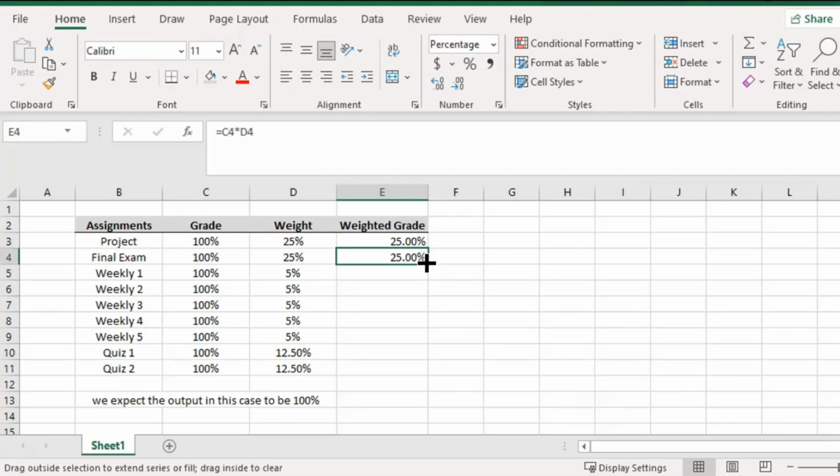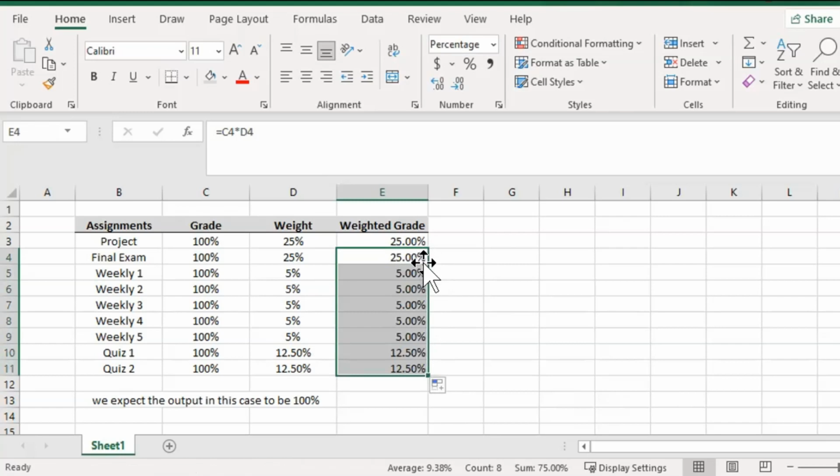And if I copy this formula down by dragging and dropping the formula over the range of cells that are in my table, I see that basically my output is equivalent to my weights. And that is because each of my grades is 100%. But that won't always be the case. And so let's take a look at what that means.